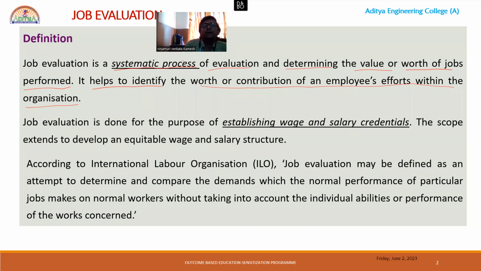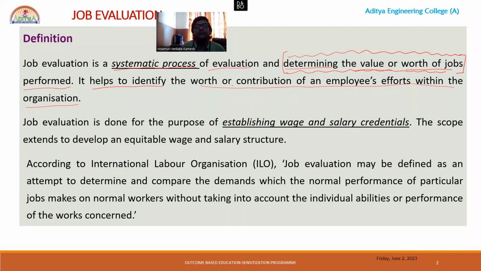So it is a systematic process. There will be some guidelines and steps. And the main thing is determining the value or worth of jobs. This is the most important part. The heart of job evaluation is determining the value or worth of jobs, right? So forget about the person who performed the job.